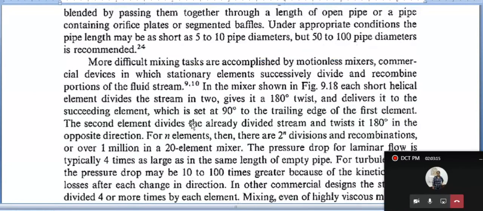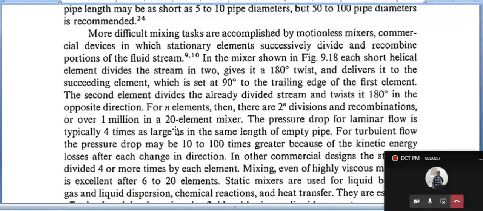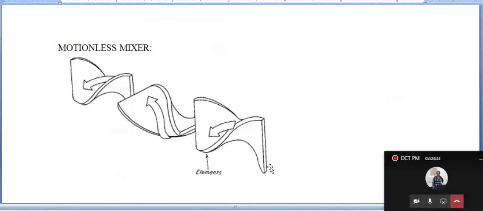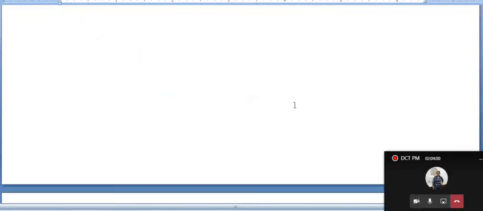Then more difficult tasks are accomplished by motionless mixers. Commercial devices in which stationary elements successfully divide and recombine the portions of the fluids. As I said just now, when you try to send the material from here, what will happen? First, it will be cut into two parts. One fraction of the gas moves from the left hand side, one fraction moves from the right hand side, and they move and then come back to this place. What will happen now? Again, there is a change in direction. So this plane and this plane are 90 degrees apart. So now here again there is a different division. So with this kind of divisions and then combinations, we are heading towards mixing of gases.